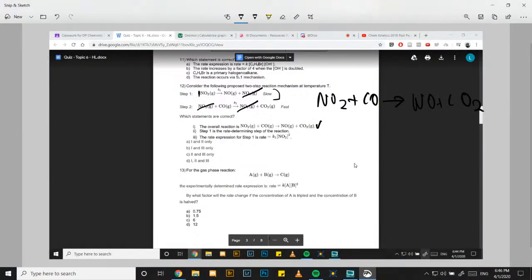Anyways, I'm going to finish this problem. So the overall reaction is this, and step 1 is the rate determining step because that's what the slow one is. You always look at the slow part of the reaction. And then the rate expression for step 1 is rate equals K NO2 squared. Again, we know this is true because now we're going to look back at what the slow reaction is. So we just cover all that stuff. We see that the slow reaction has 2 NO2 as the reactants. So if you're making a rate expression, it's going to be rate equals K NO2, and then you're going to square it because that's what the coefficient is at the front. So you know the rate expression is also this. So all 3 of these are correct, which means the answer is D.